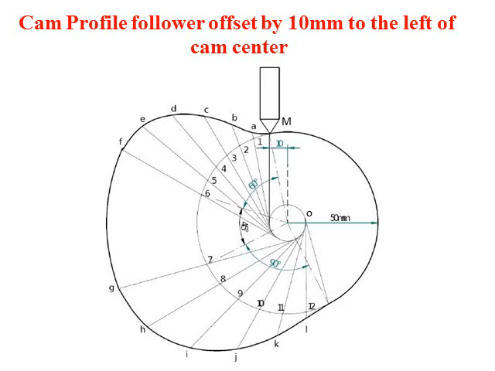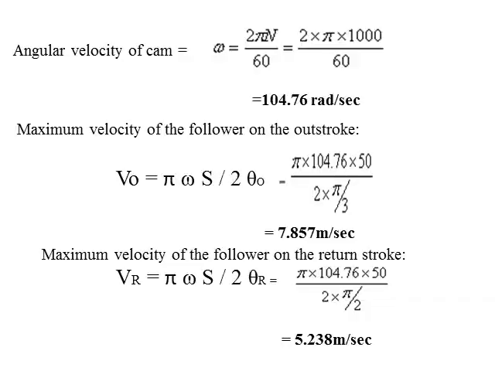So this, that is A, B, C, D, E, F, G, H, I, J, K, L, represents the cam profile when it has been offset by 10 mm. So this completes the cam profile.